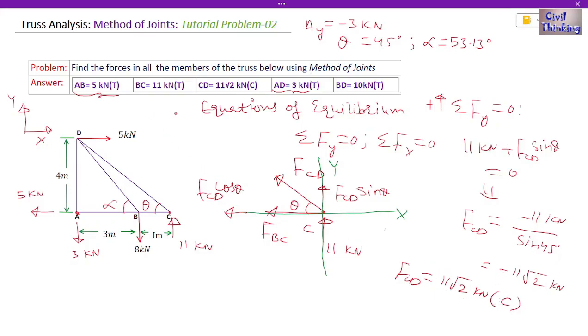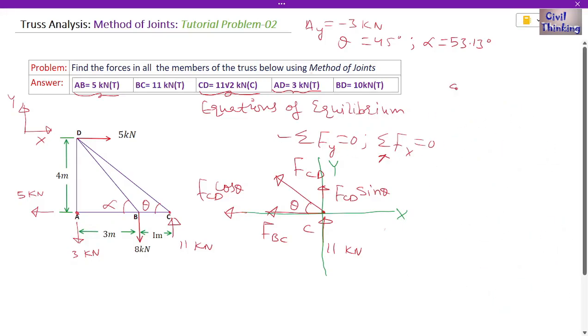So let us check the answers. Force in CD is 11 square root of 2 kilonewton compressive, okay? So as you can see here, our answer is correct. It means our calculations are right, okay? So let us erase this, and then we will apply this equation, okay? Because we have already applied this, okay?